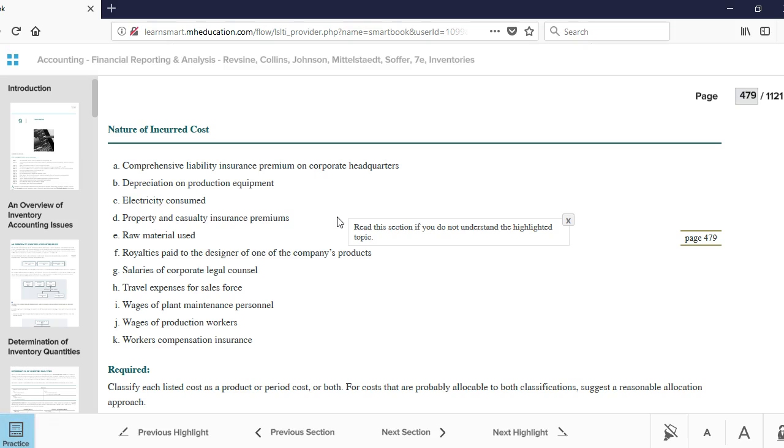So the answer has to be both. Because it's both, we need to think through how can we allocate that. And in reality, you could most likely ask your insurance company to give you a separate bill for separate facilities.